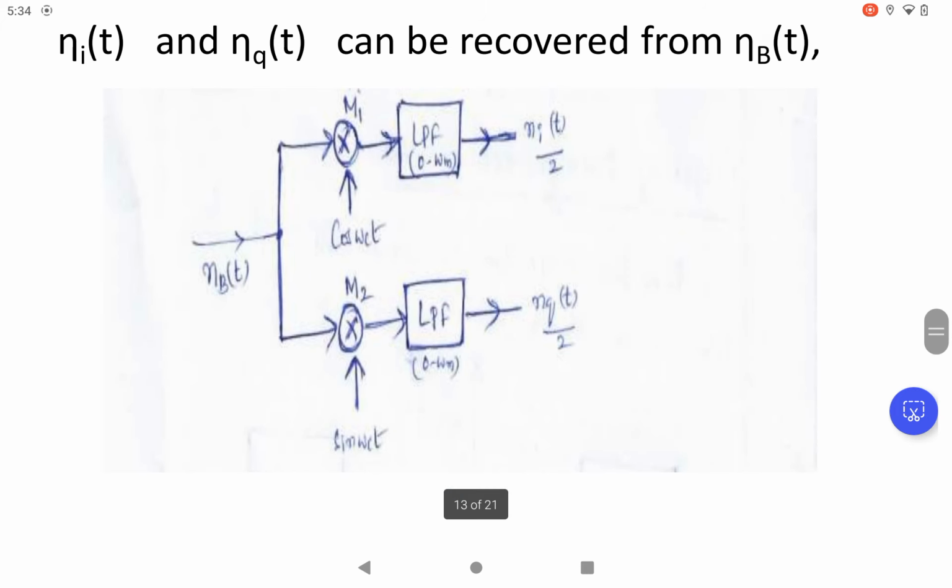So this is a general block that we use to understand the quadrature or in phase representation of the band pass noise that is obtained at the output of the band pass filter, which is given to the product modulator. In the product modulator we generate the in phase component cos omega ct and the quadrature component sin omega ct, which are given to the low pass filter to obtain my final in phase and quadrature noise output.